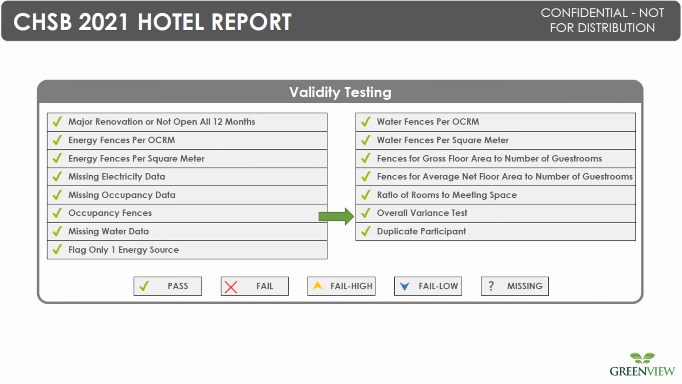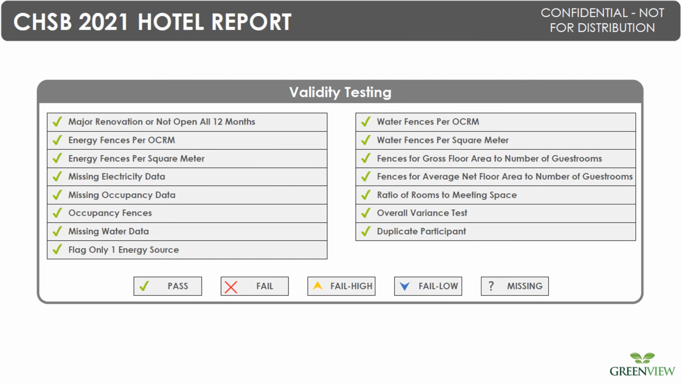Then we have an overall variance test, which does not necessarily indicate poor performance or incorrect data. However, it just demonstrates that there is a large variance in one energy source over the course of the 12 months. The duplicate participant is an indicator of whether the hotel has been duplicated because it was provided from a separate data source. In this case, we only output the data once.